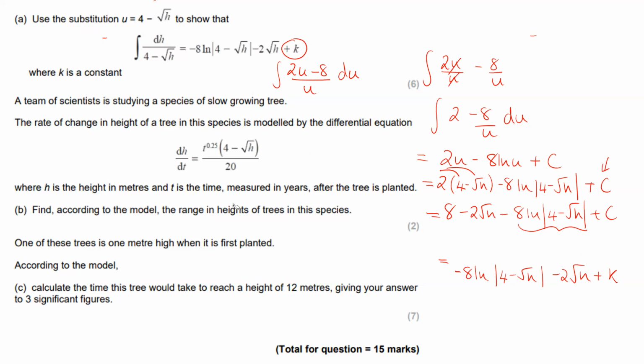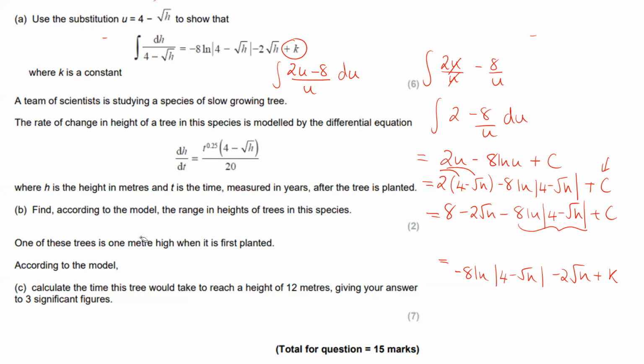Okay, so the next bit. A team of scientists are studying a species of tree. The rate of change of the height of the tree of this species is modeled by this differential equation, where h is the height in meters measured after the tree is planted. Find, according to the model, the range in heights of the trees. So, what would you do with this? We've got a differential equation, and we can see it's using bits and pieces that we've done in part a, which might be useful in a minute.